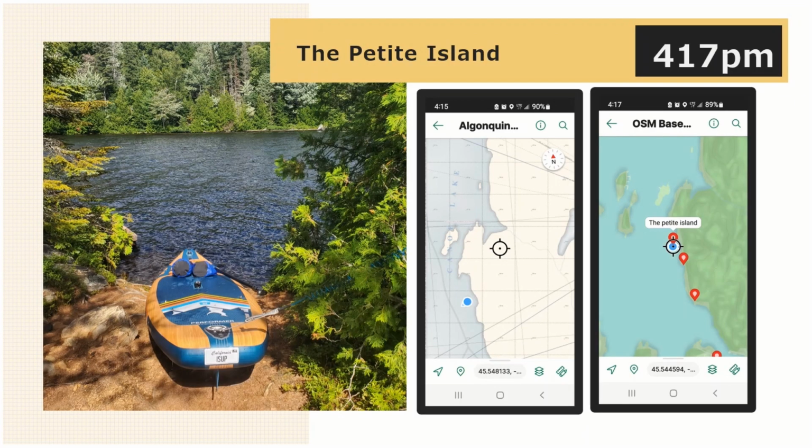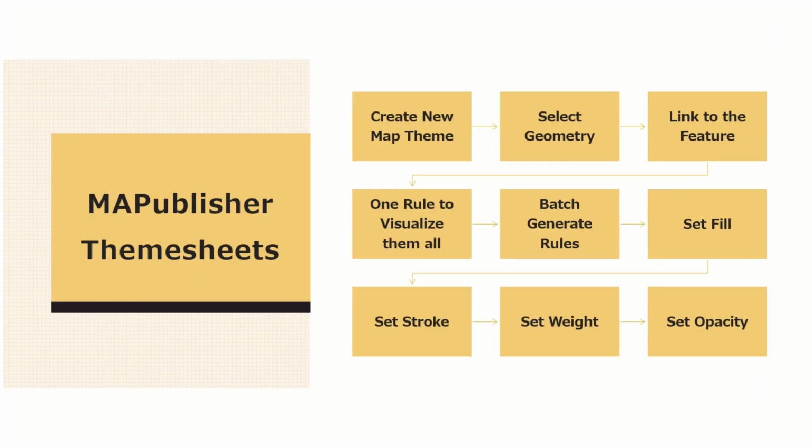By the time I reached the first island, I was ready to start symbolizing the data. MAPublisher theme sheets is the best way to manage the process of symbolizing data. It involves creating a new theme, selecting the geometry type, linking to the source feature, setting up rules, which are basically attribute queries, which can be achieved using one rule for all of the features in the dataset, or performing a batch process based on an attribute to set the fill, stroke, weight, and opacity.